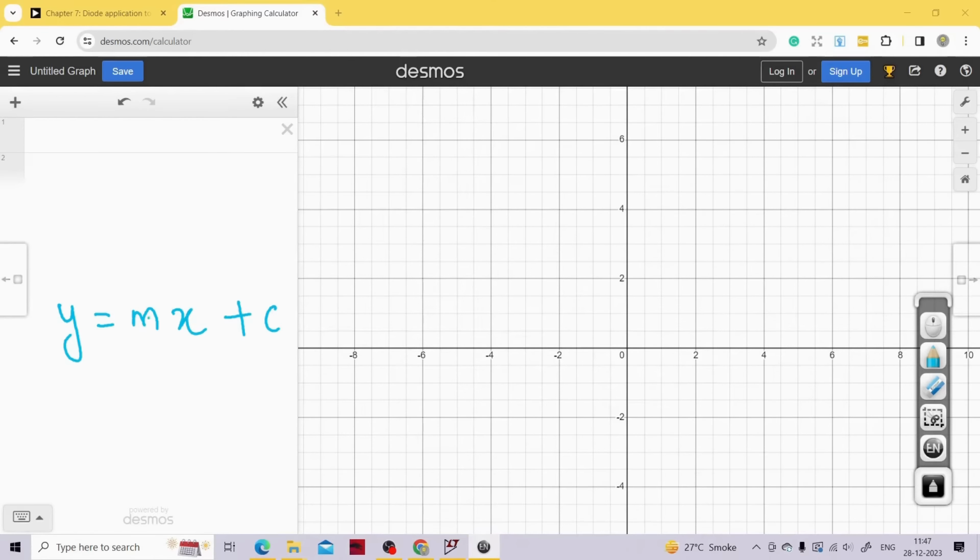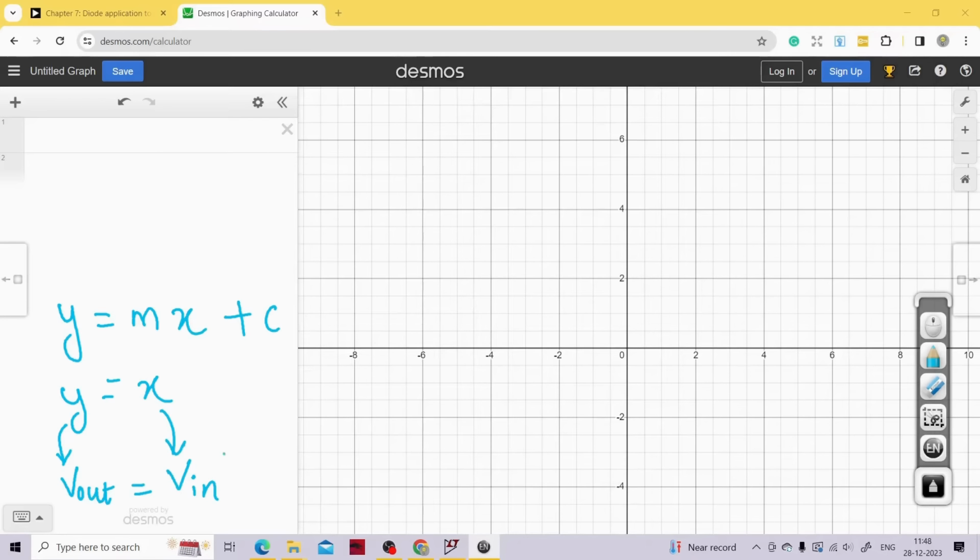Okay, take m as 1 for the time being and c as 0, so that y is equal to x, right? So y is what? Let's suppose for the time being I consider y as my output signal, v out, and x as my input signal, v in.